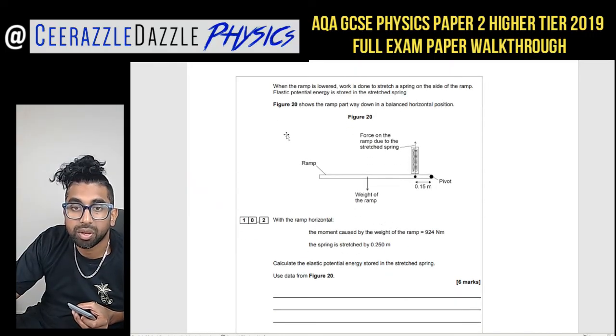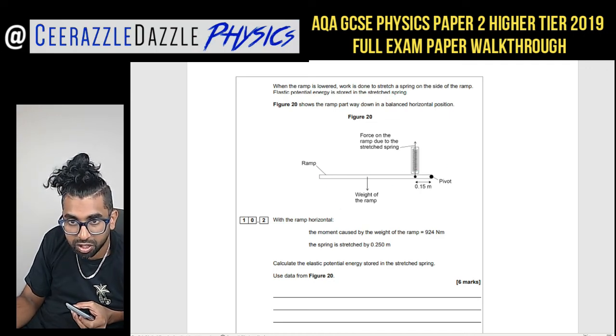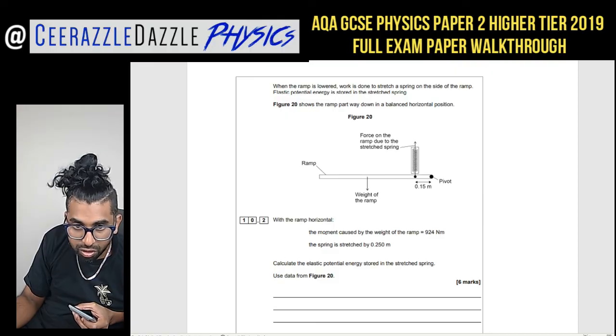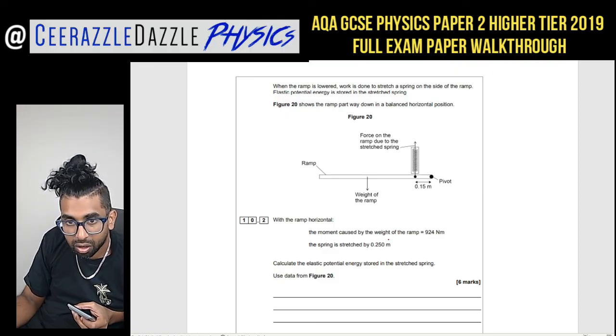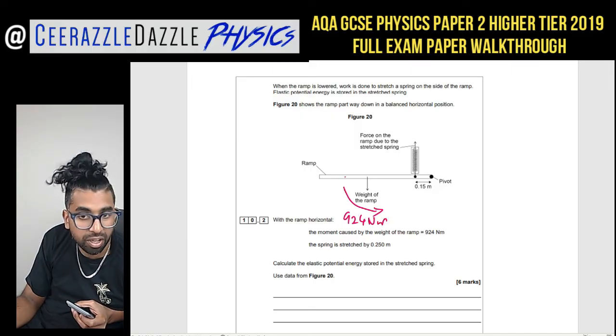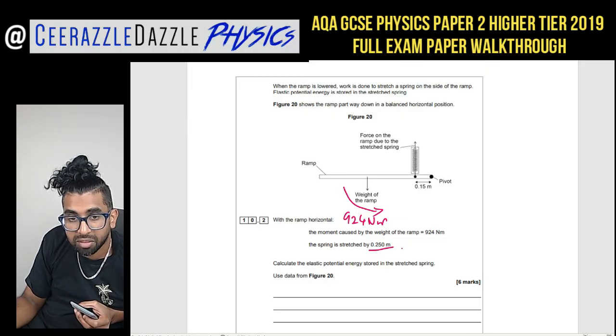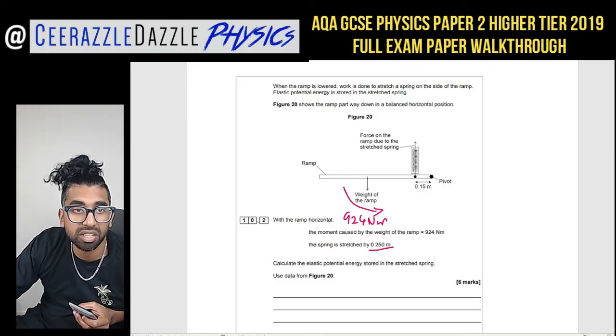Okay, so next one. When the ramp is lowered, work is done to stretch a spring on the side of the ramp. Elastic potential energy is stored in the stretched spring. Right, okay, so over here we've got the ramp, we've got the spring over here. With the ramp horizontal, the moment caused by the weight of the ramp is 924 Newton meters. So look, pivot point is there. This moment pulling it here is going to be 924 Newton meters. Don't forget, a moment is the turning force here. The spring is stretched by 0.25 meters. Calculate the elastic potential energy stored in the spring.